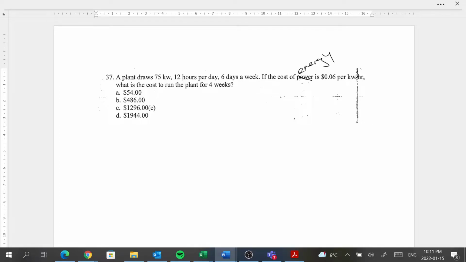So BC Hydro or any sort of provider is going to charge you for the energy that you use in a home or a plant or whatever it happens to be. So they don't necessarily care how much power you're using. They care how much power you're using as well as the time that you're using that power for. And that's where we get energy. Energy is equal to power times time.